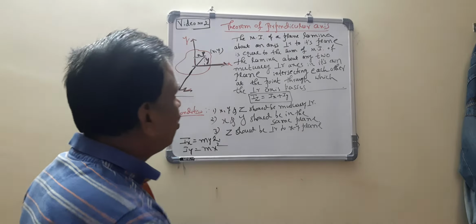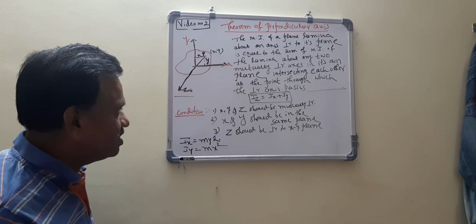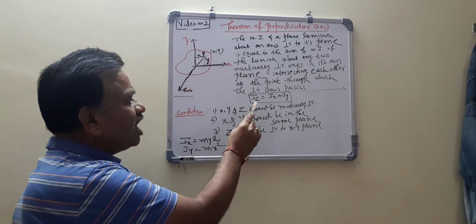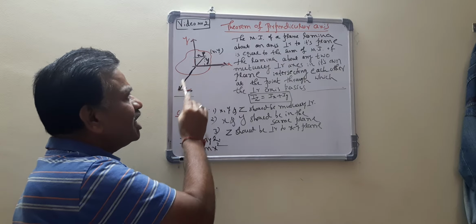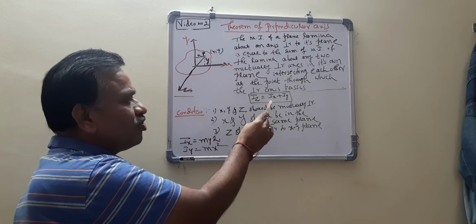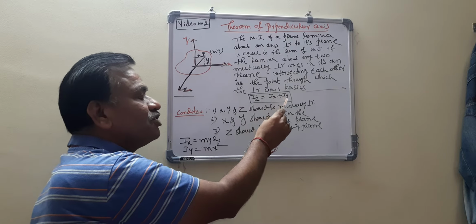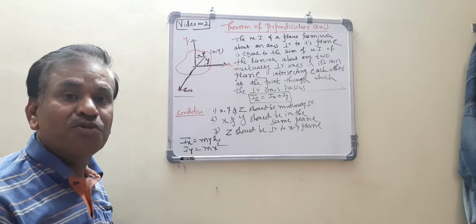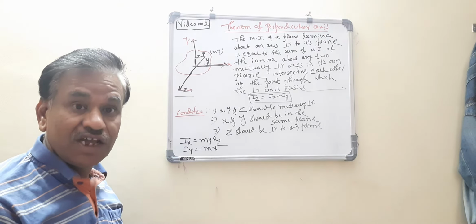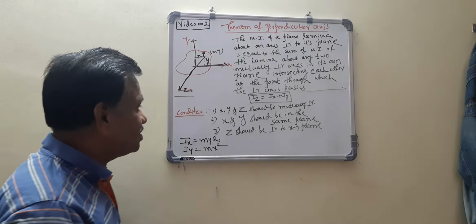That means what the perpendicular axis theorem says is moment of inertia about an axis perpendicular to its plane lamina is equal to the sum of moment of inertia about the x-axis plus moment of inertia about the Y-axis. But here one condition, students.